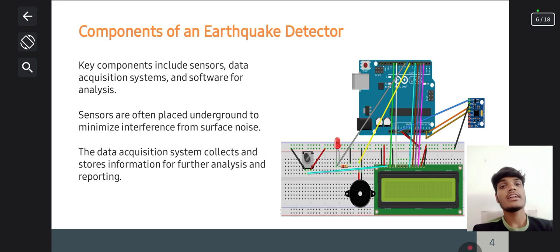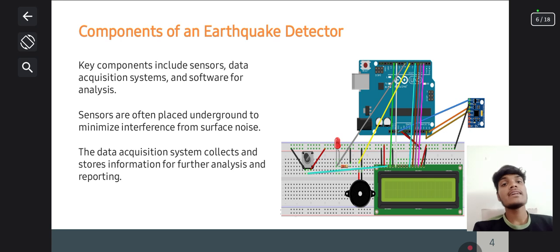Components of an earthquake detector. Key components include sensors, data acquisition systems, and software for analysis. Sensors are often placed underground to minimize interference from surface noise. The data acquisition system collects and stores information for further analysis and reporting. The key components included in earthquake detectors are sensors, data acquisition systems, and analysis software. For analyzing the total earthquake, we need the analysis software.